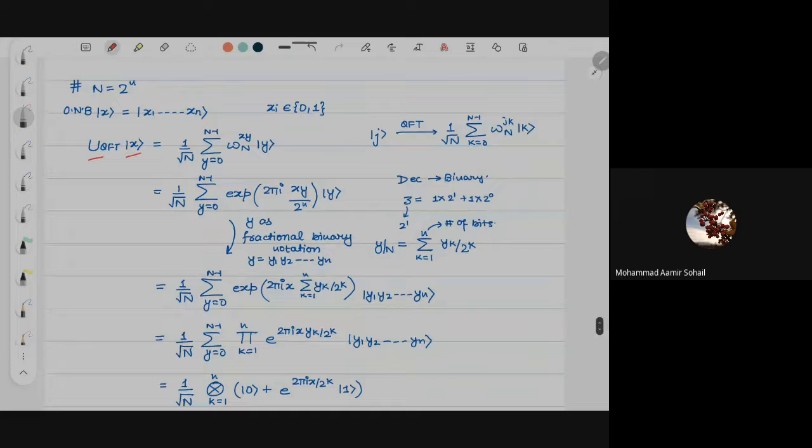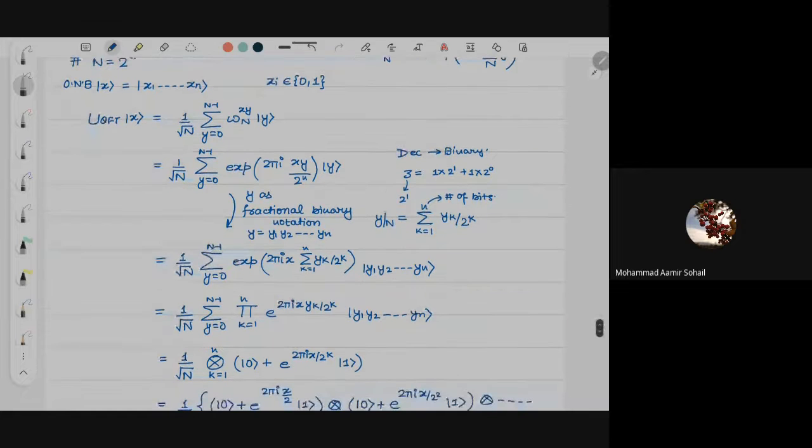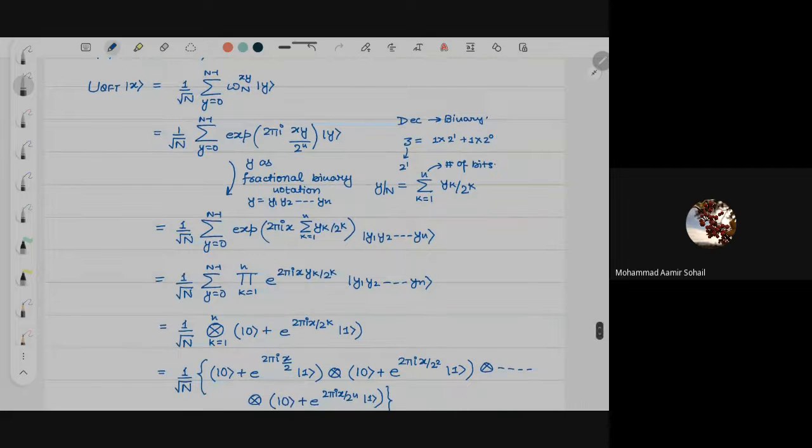We will apply the unitary matrix. So omega_n^{xy} is nothing but the exponential of 2 pi i x y by n. I just use the shorthand notation for this. So we apply the unitary matrix on this quantum state x, and then we get 1 by root n, summation over y from 0 to n minus 1 of omega_n^{xy} and then y. Now we expand this omega^{xy}, which is exponential 2 pi i x y divided by 2 raised to n, because we have taken n equals 2 raised to n.